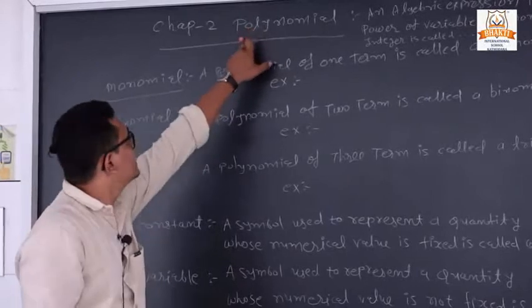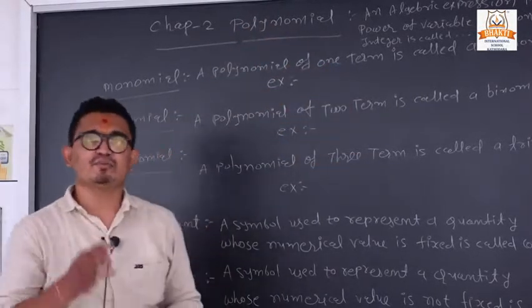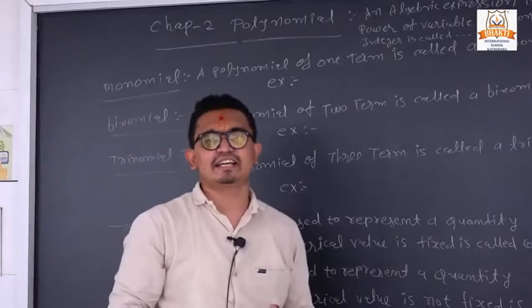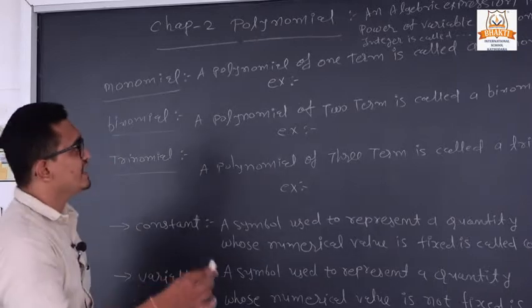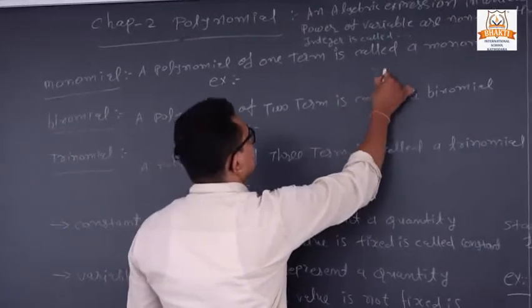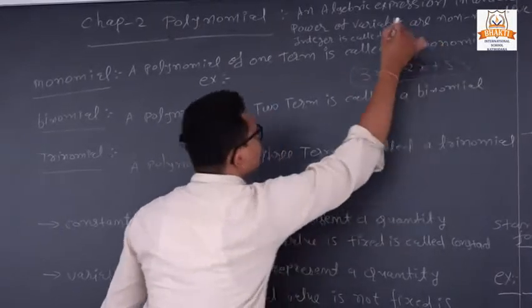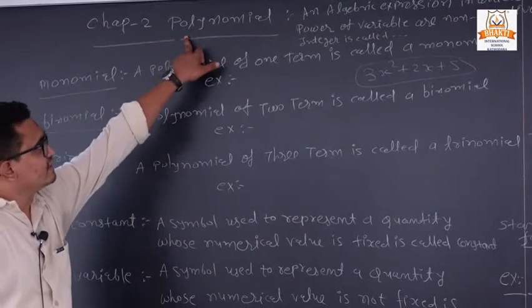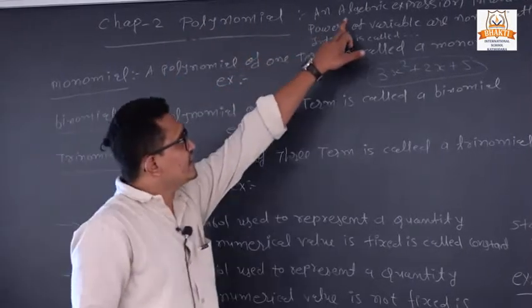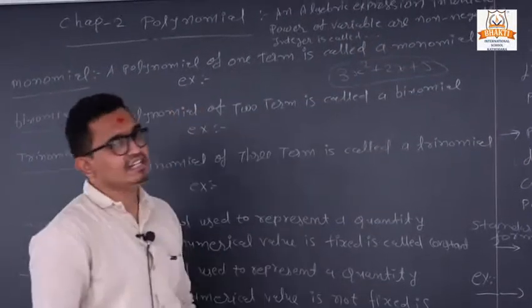In standard 8 or 7 we learned the definition of a polynomial. A polynomial is one kind of algebraic expression. Suppose we take an example, 3x square plus 2x plus 5. It is one example of a polynomial. So a polynomial is an algebraic expression in which the powers of the variables are non-negative integers.